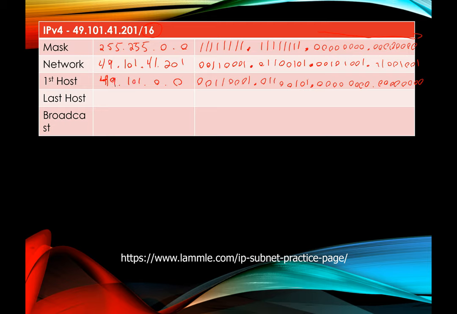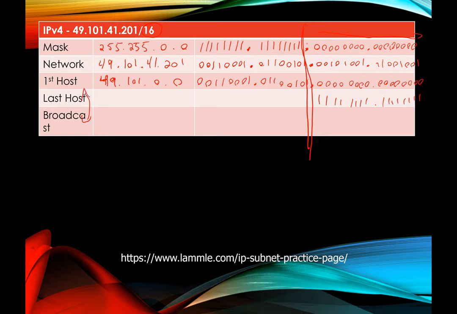Now, our last host, this is where things get interesting. What we do is we draw this wall on these dots, which didn't come across on the computer very well. And then we flip all these zeros to ones. And that is your broadcast address. Now, these are backwards. That is your broadcast address.